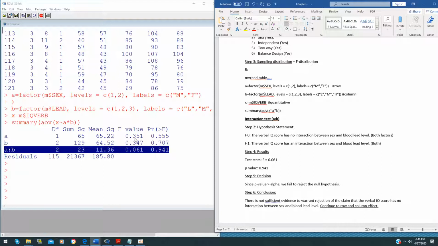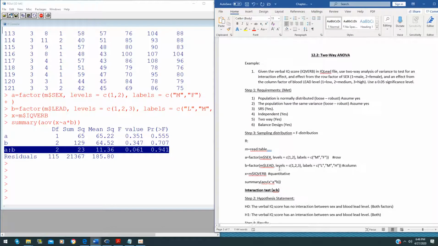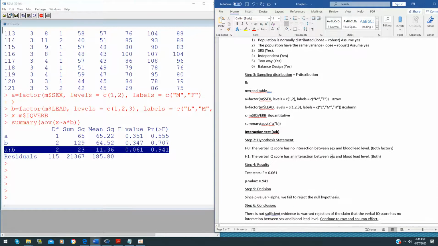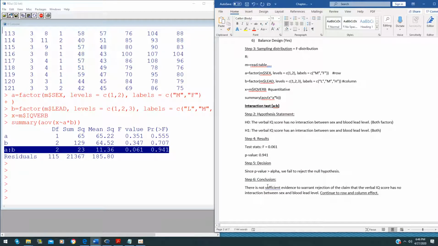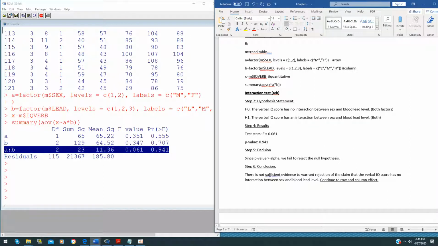So with the test statistic here, which is 0.061, and the p-value here is 0.941, you find out that your p-value is greater than alpha. Alpha in this case is 5%. So you will say that there is not sufficient evidence to warrant rejection that the verbal IQ score has no interaction between the sex and the blood level. So this one you have to continue to row and column. That means you have to do all 3 tests here.